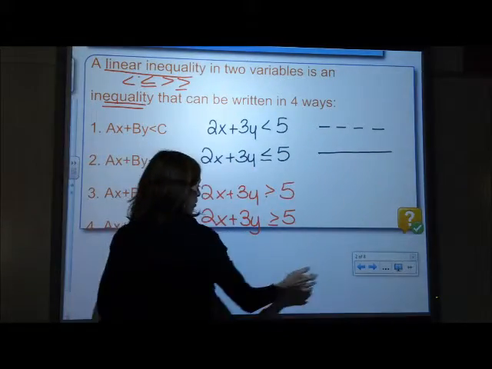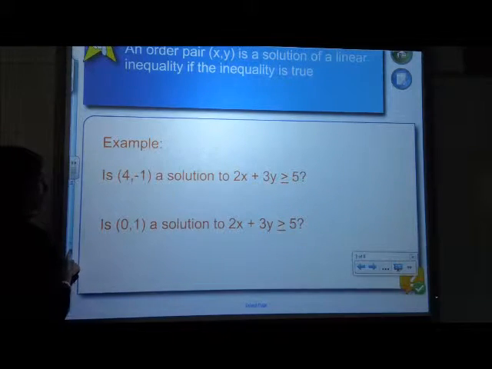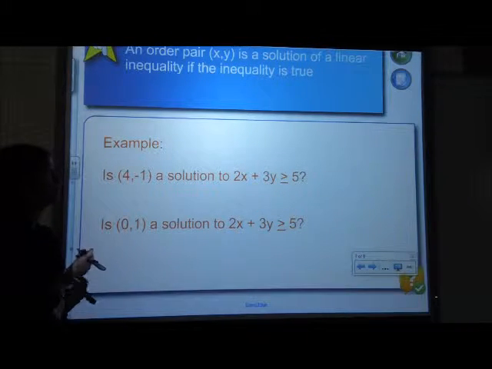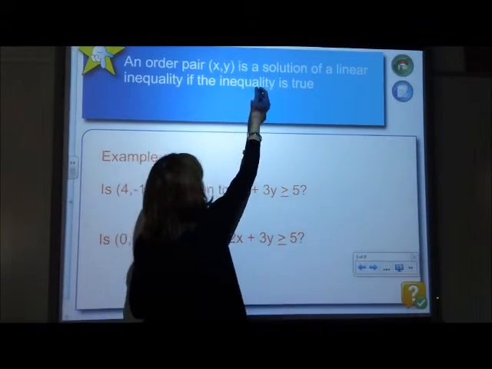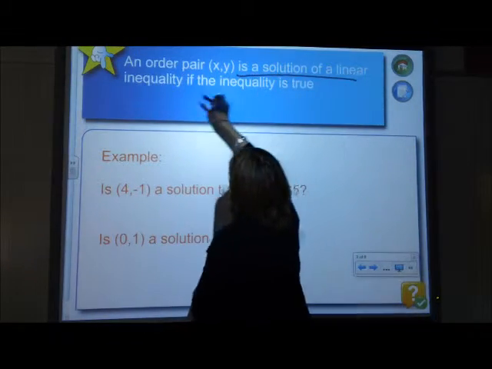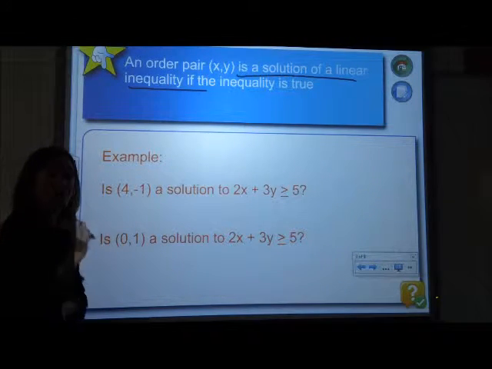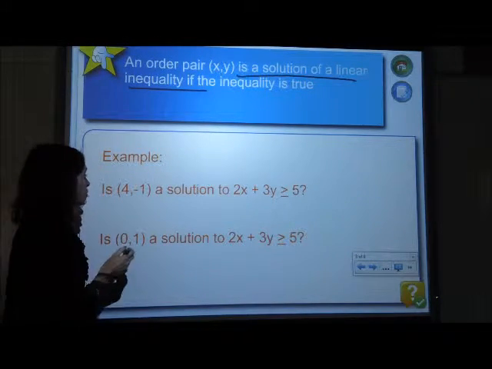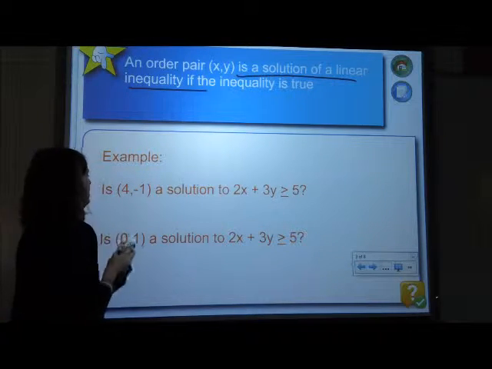So let's look at an example of how we would graph a system. Before we do that, let's actually look and see if we can determine if something's a solution. So an ordered pair, x y, is a solution of a linear inequality if when we plug the number in, it makes the inequality true. So on your paper, I gave you two examples. We're going to do one together, and I'm going to have you try one.